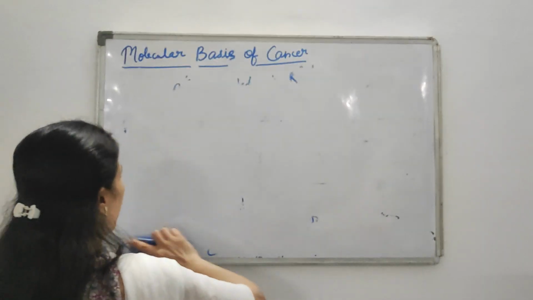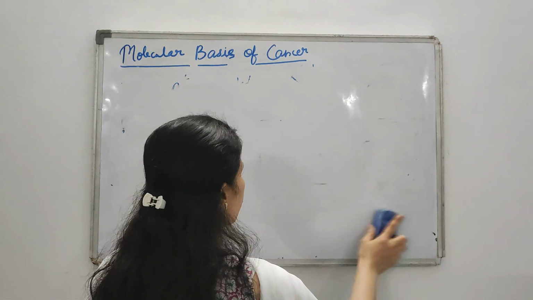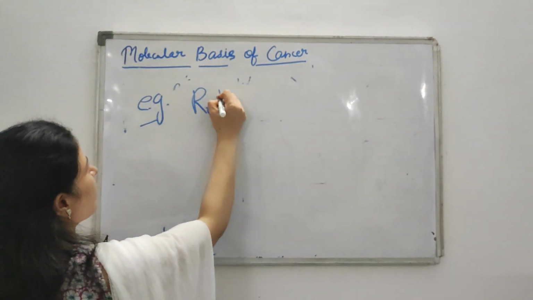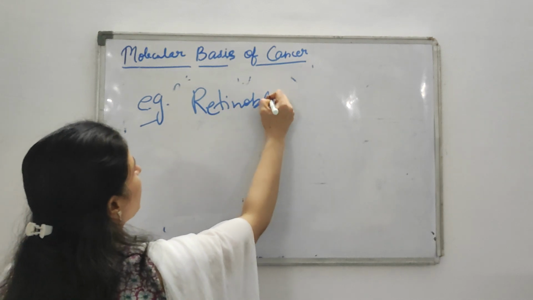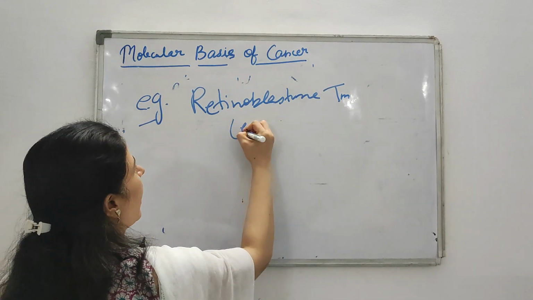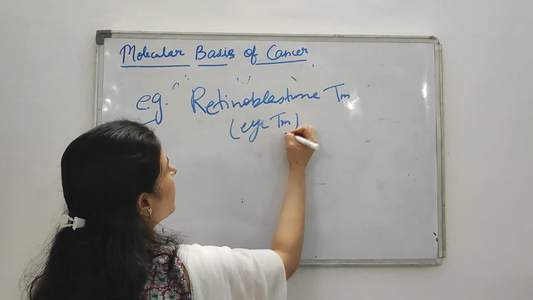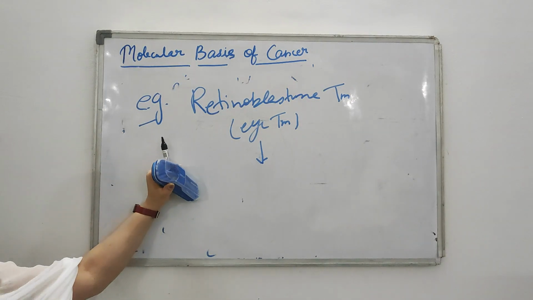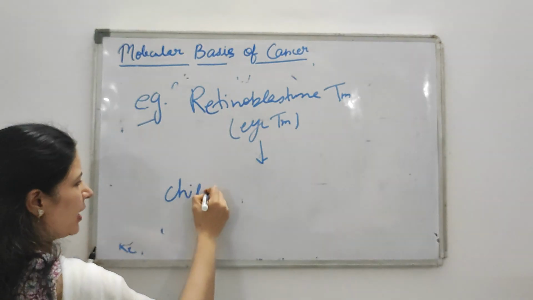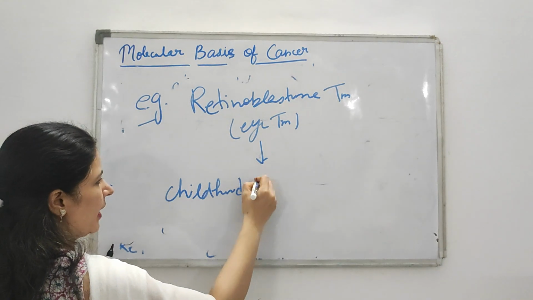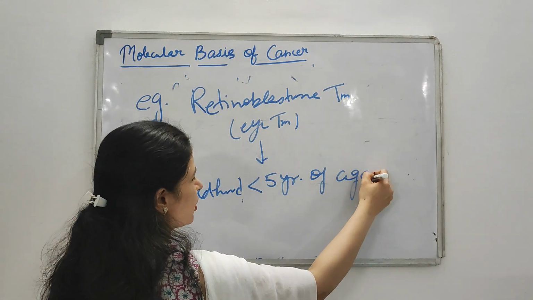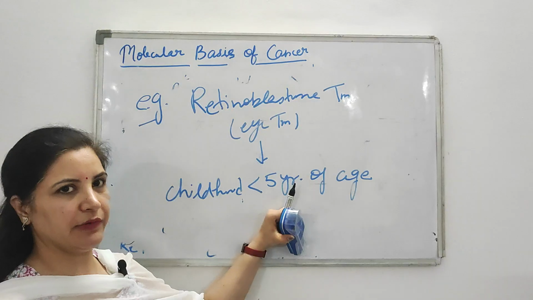Now, an example: what kind of cancer occurs in human beings? For example, when the RB gene is mutated, there is development of retinoblastoma tumor. It is a kind of eye tumor in which there is protrusion of the eyeball. It occurs mainly in childhood, mostly affecting children less than 5 years of age.